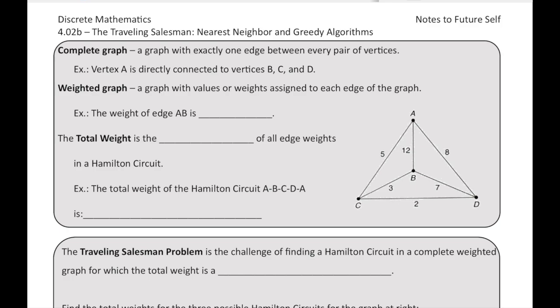First item we're going to have is called a complete graph. A complete graph is one that has exactly one edge between every pair of vertices. So we have a way of going from every vertex to every other vertex. Each vertex is connected to all others.